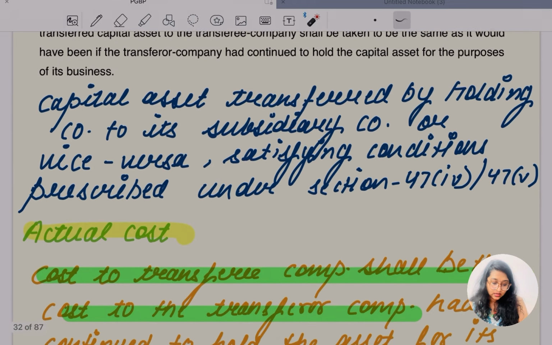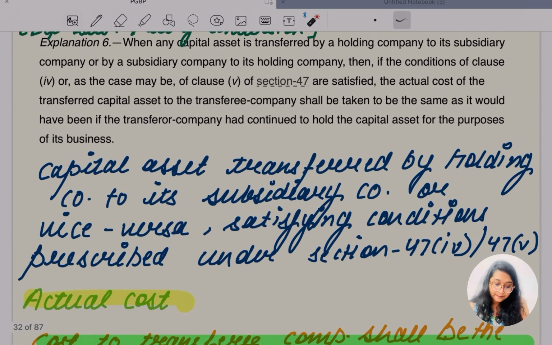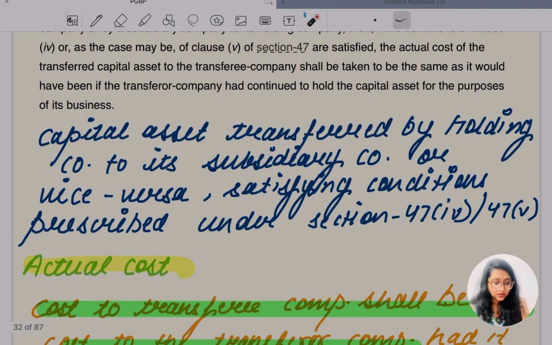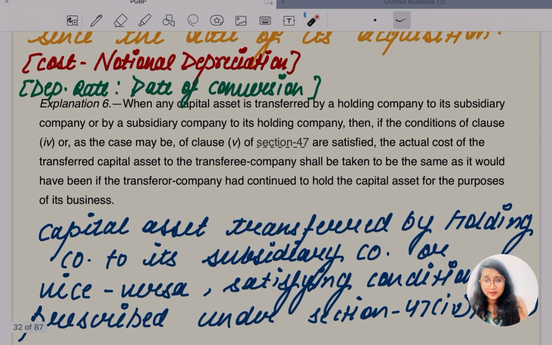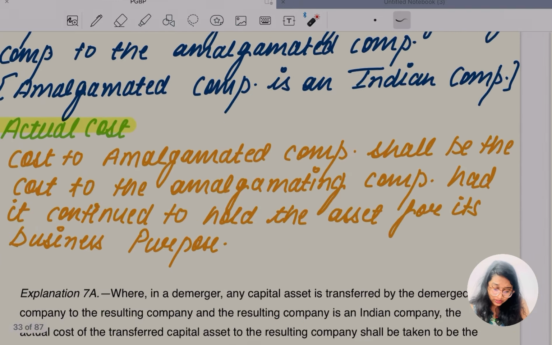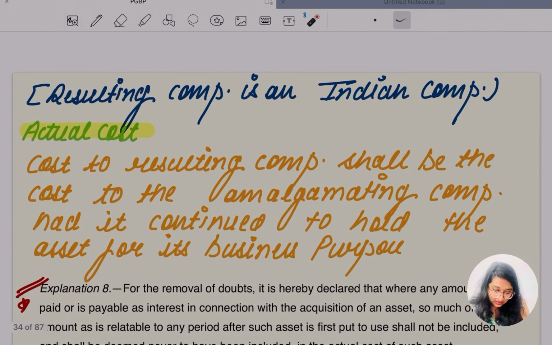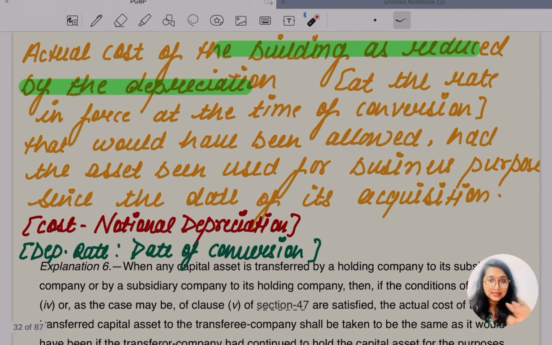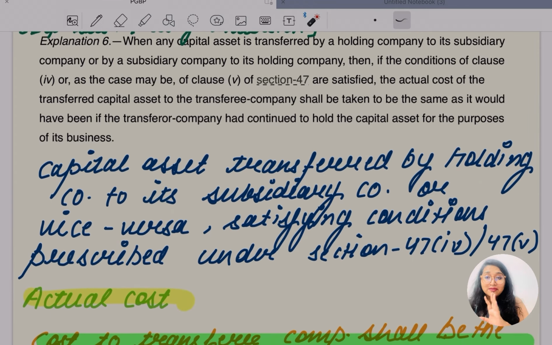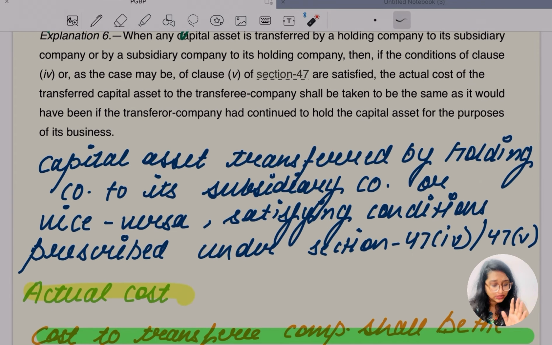Okay, so let's go to explanation 6, capital asset transferred by the holding company. Listen, explanation 6, explanation 7, 7A, these things are going to be the same. So let me be very quick, it's easy, so no need to be afraid.